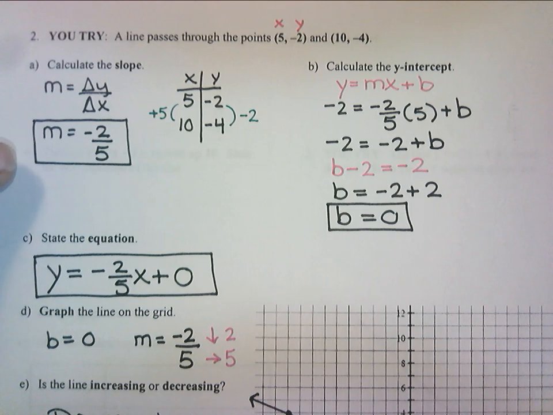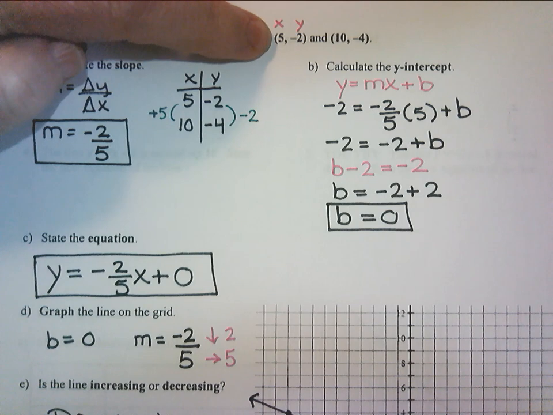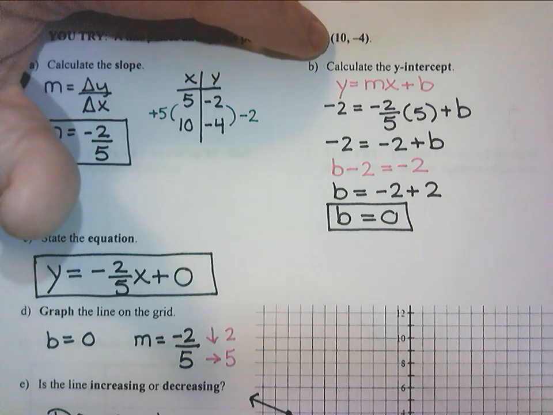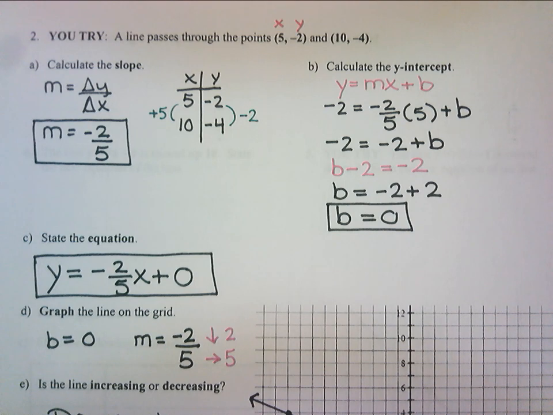I calculated my slope to be -2 over 5. It did not need to be reduced. There was nothing that divides into -2 and 5 other than a 1. My y-intercept worked out to be 0. So I used my slope of -2/5, and then I chose the point (5, -2). You would get the same answer if you picked (10, -4).